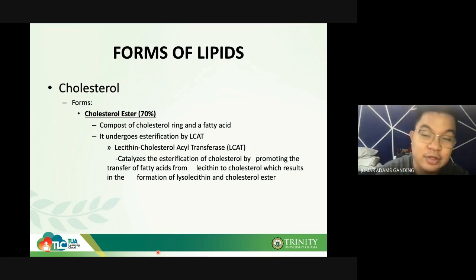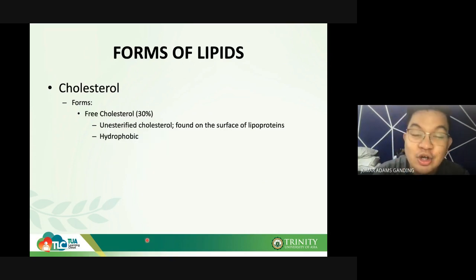On the other end of the spectrum, you also have your free cholesterol. Your free cholesterol, these are unesterified cholesterol. When we say unesterified cholesterol, mag-isa lang siya. These are just simply your cholesterol. Cholesterol lang siya. There are no other fatty acids attached to it. When we say unesterified, unbound, it's just cholesterol on its own.